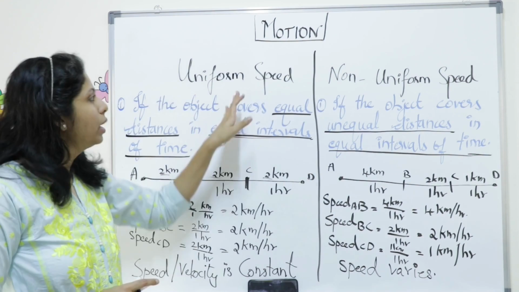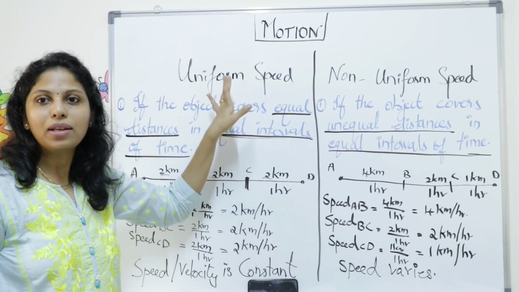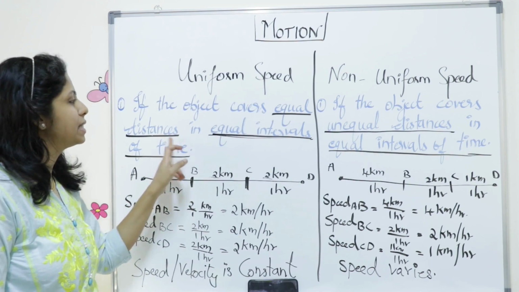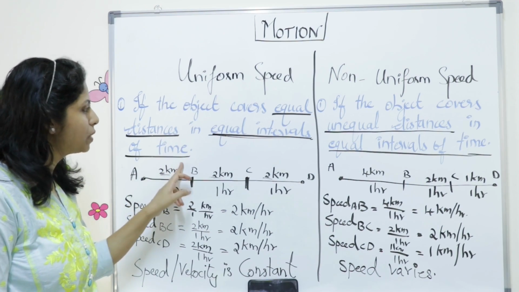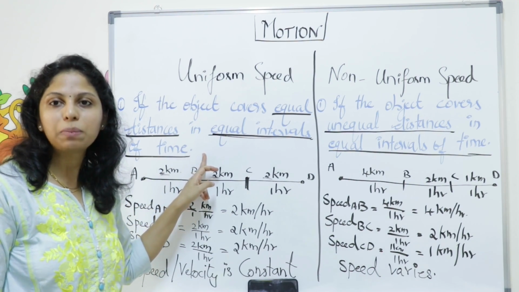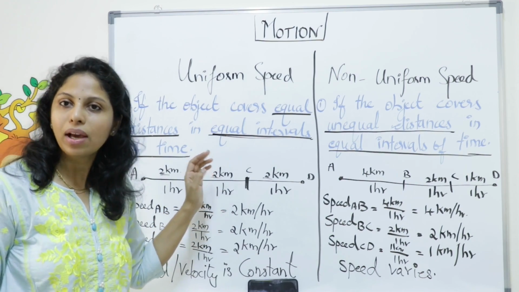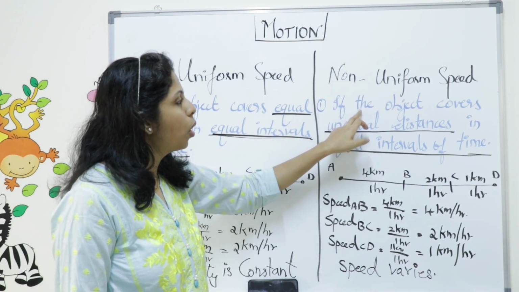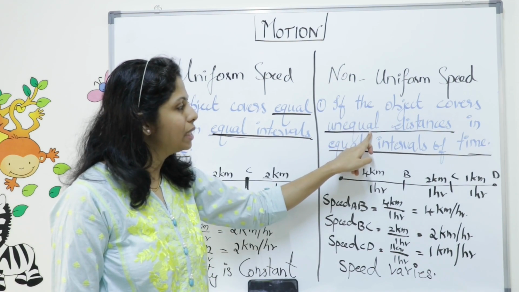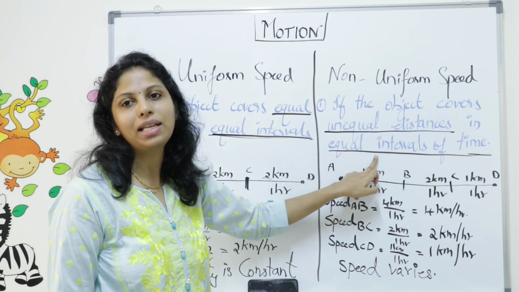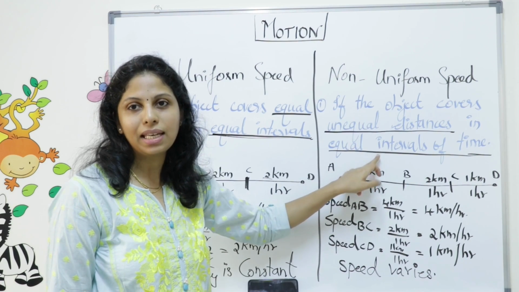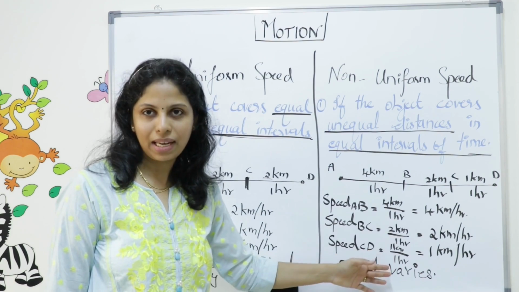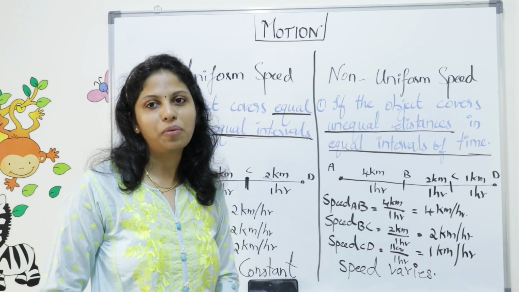So hope you understood. An object is said to be in uniform speed if the object covers equal distances in equal intervals of time. And here the speed or the velocity will be constant. Whereas in non-uniform speed, the object covers unequal distances in equal intervals of time. And here the speed or the velocity changes. So the speed varies in non-uniform speed.